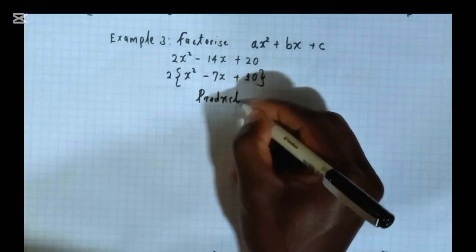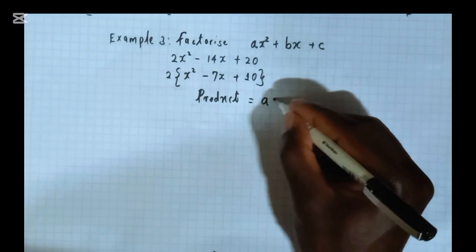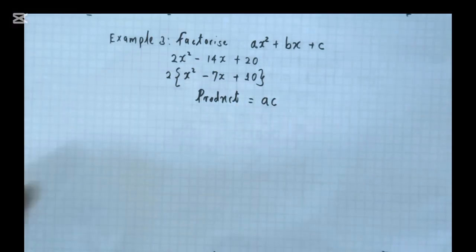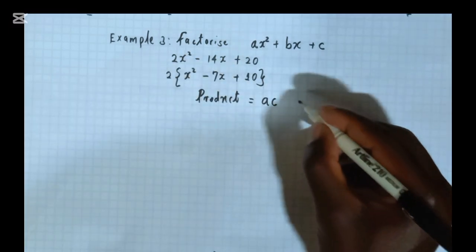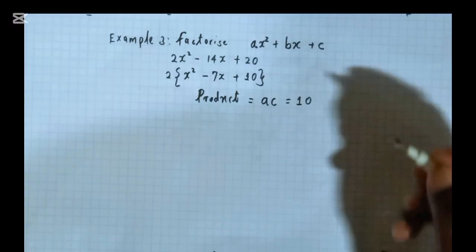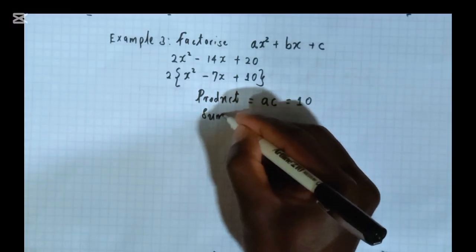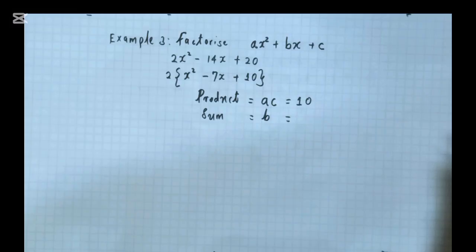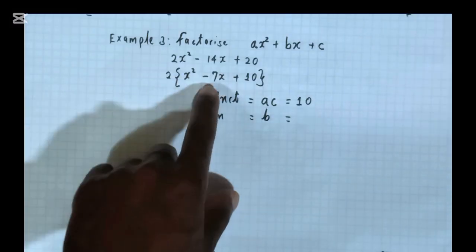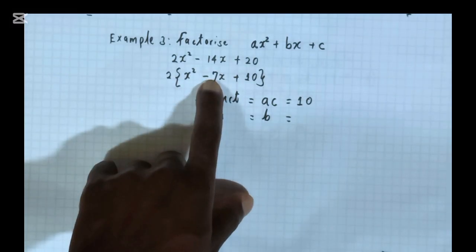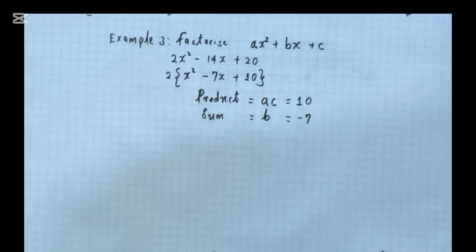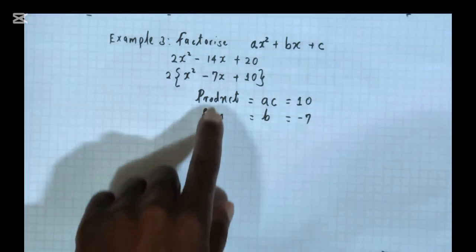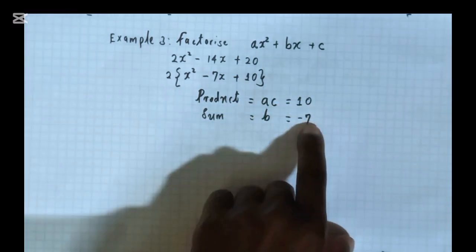As we factorize, I told you that we are always supposed to think of 2 terms. We are supposed to think of the product, which is the product of a and c. In this particular case, our a is 1 and our c is 10, so a times c is equal to 10. The second term you should always be thinking of is the sum, which is equal to b. In this case our b is negative 7. So now we know our sum and our product: our product is 10 and our sum is negative 7.